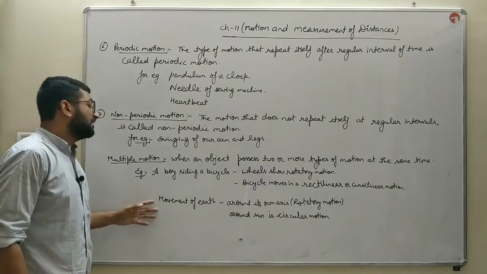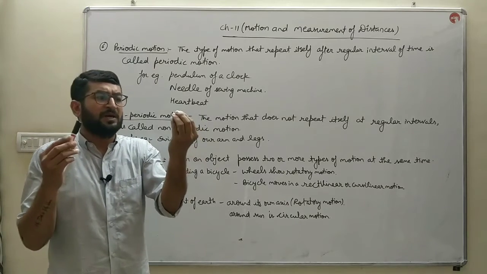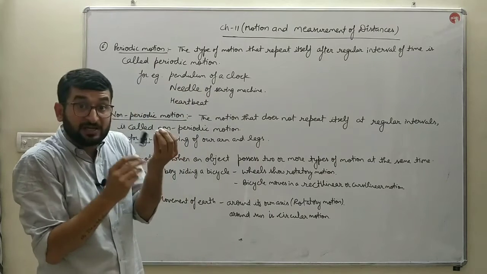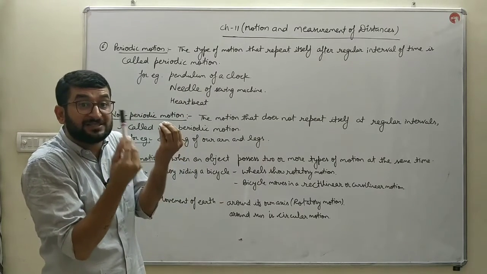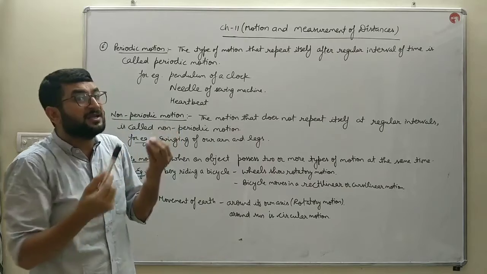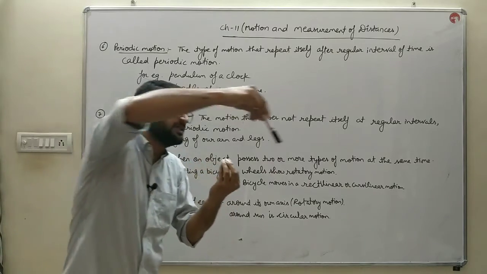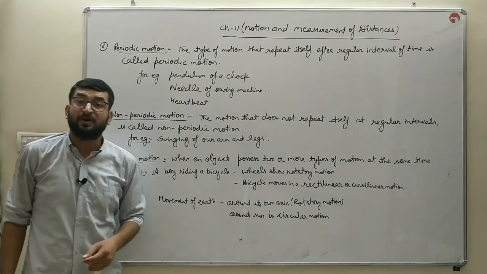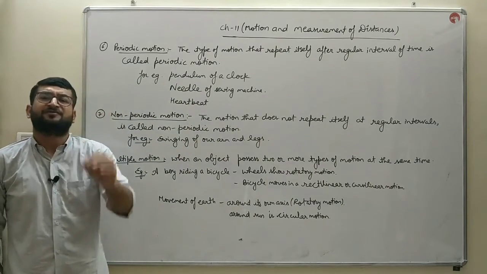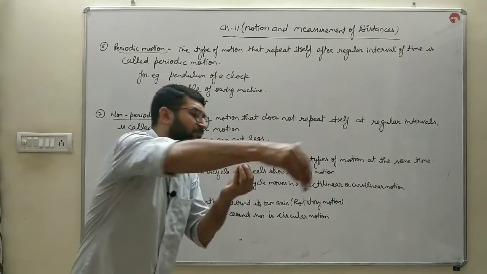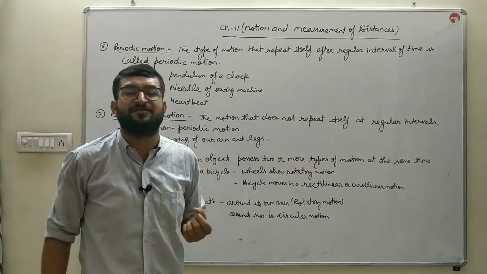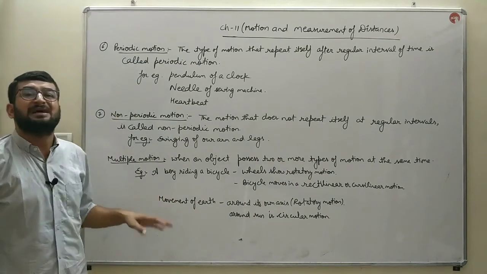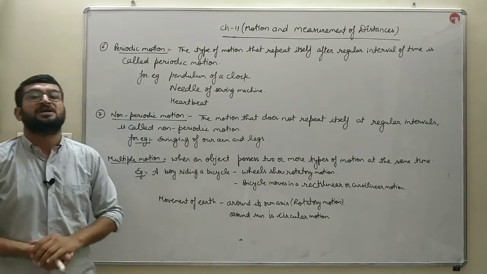Next, movement of Earth. Earth moves around the sun, which is a circular motion. Along with that, Earth also moves along its axis. So along its axis is a rotatory motion, and around the sun is a circular motion. As well as the movement of Earth is also an example of periodic motion. After a fixed interval of time, Earth will come to its place again, that is 365 and 1/4 of a day. So these are the examples in which multiple motions take place.